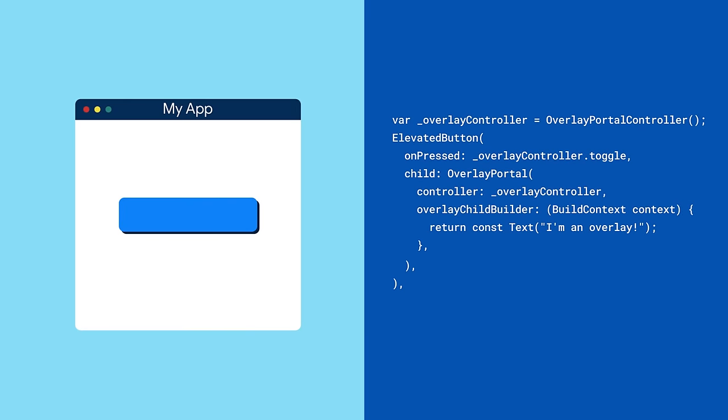Then, build the widget that's displayed by the overlay in the overlay child builder callback. This callback must return a widget. Now press the button and the overlay appears.